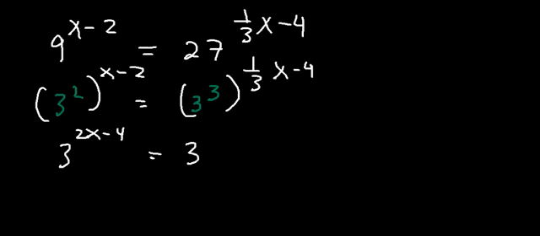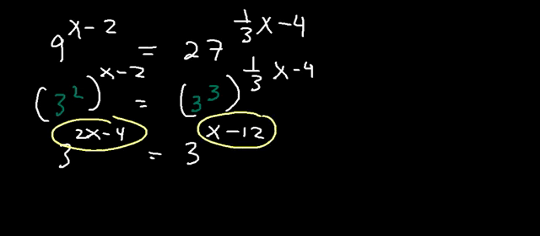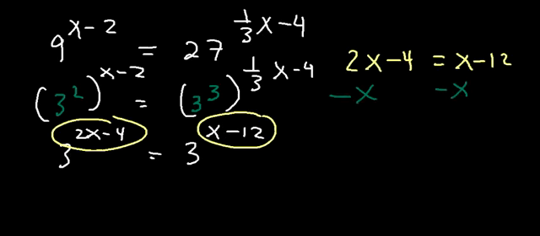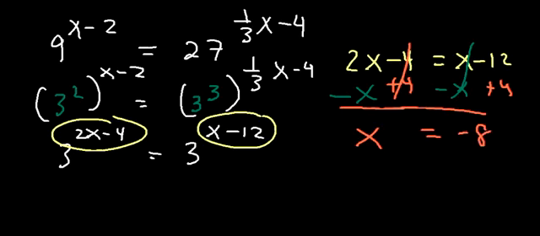3 times 1/3 is simply 1. So this is just x minus 12. Now we can set 2x minus 4 equal to x minus 12. I'm going to subtract the x from both sides. That's going to cancel. And then I'm going to add 4 to both sides. 2x minus x is x, and negative 12 plus 4 is negative 8. So that's the answer.